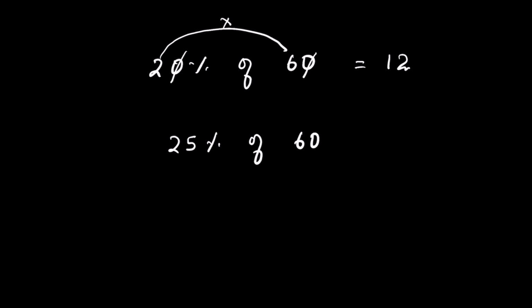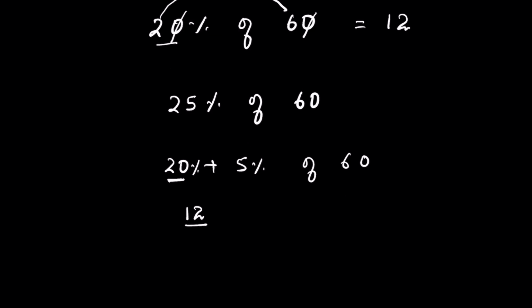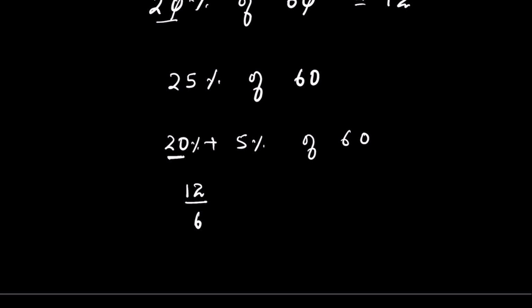In that case we can write 20% plus 5%. 20% plus 5% of 60. 20% of 60 we can easily get, that is 2 times 6 is 12. Then in that case 10% of 60 will be 6 and 5% of 60 will be half of 6, that is 3. So 12 plus 3, 15.